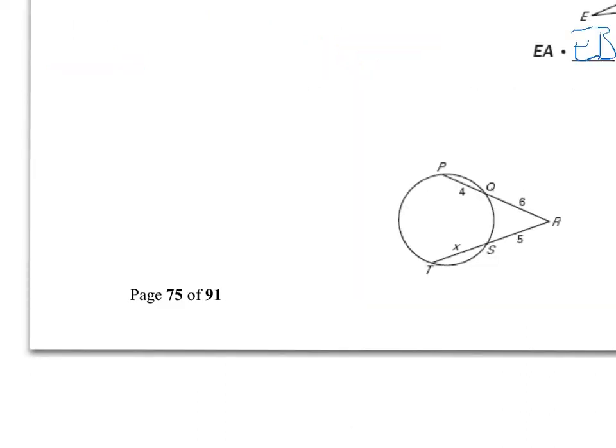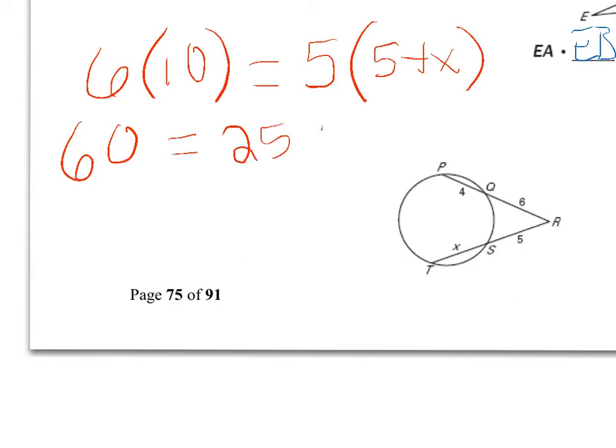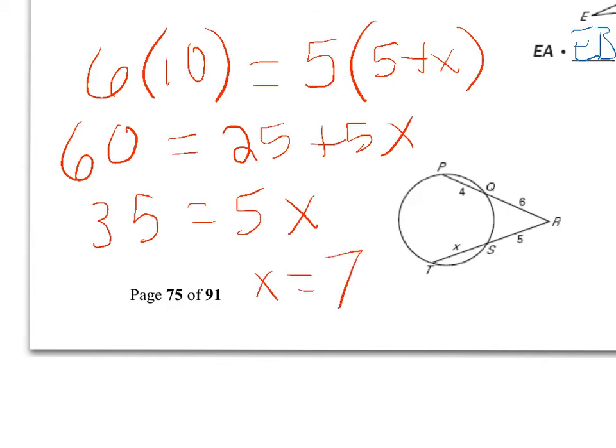So when I go to work my example down here, I have my outside 6 times my whole, 6 plus 4 is 10, equals my outside 5 times my whole, which is going to be 5 plus x. And then I'm going to solve. So 60 equals 25 plus 5x. Subtract 25 from both sides, and I get 35 equals 5x, which means that x equals 7.